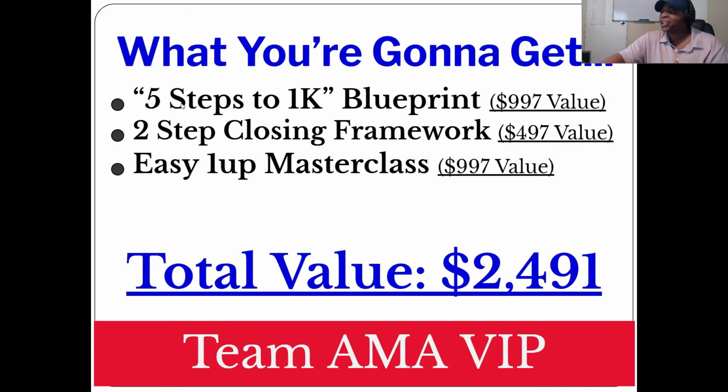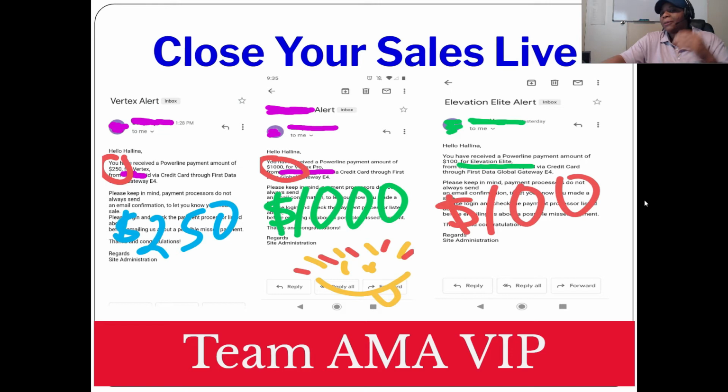So what are you going to get? The 5 Steps to 1K Blueprint, which has a $997 value, the 2-step closing framework, a $497 value, and the Easy1up Masterclass that includes how you're going to leverage YouTube, and that's a $997 value. Total value: $2,491.